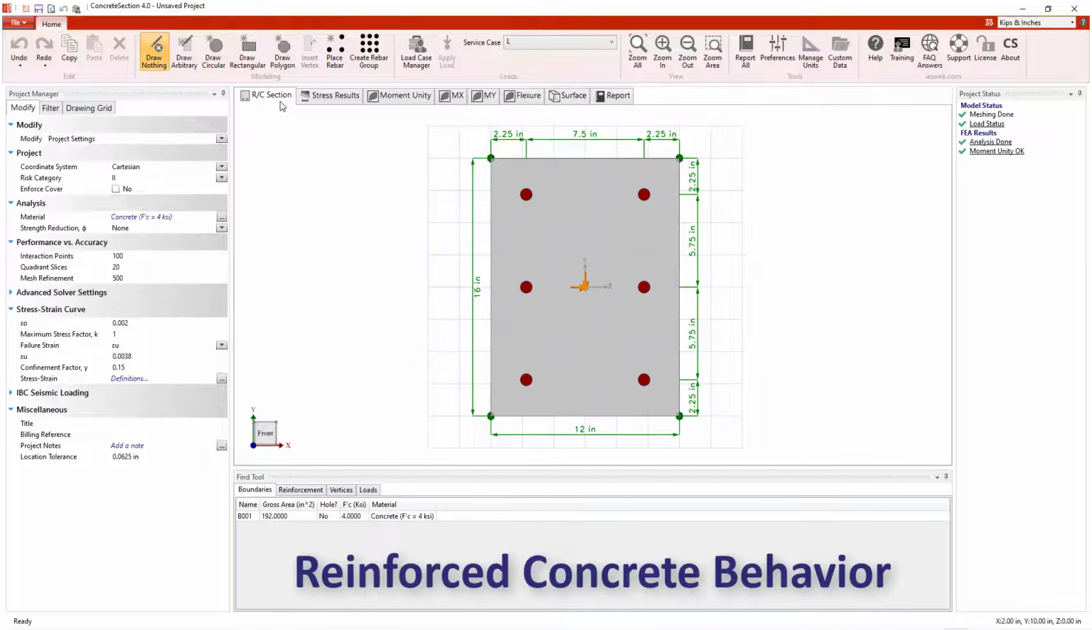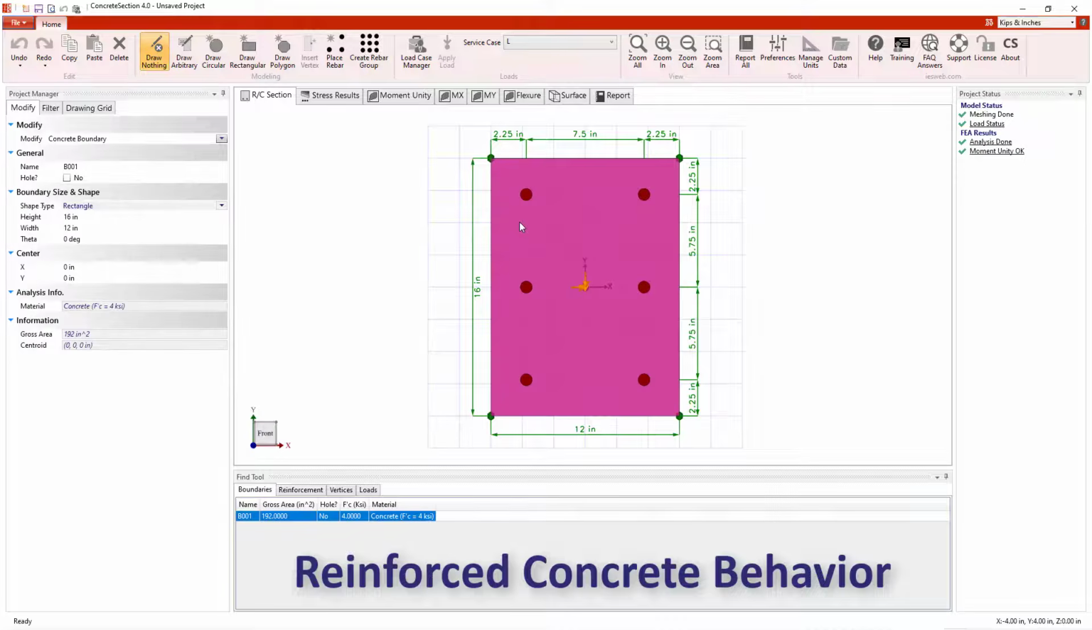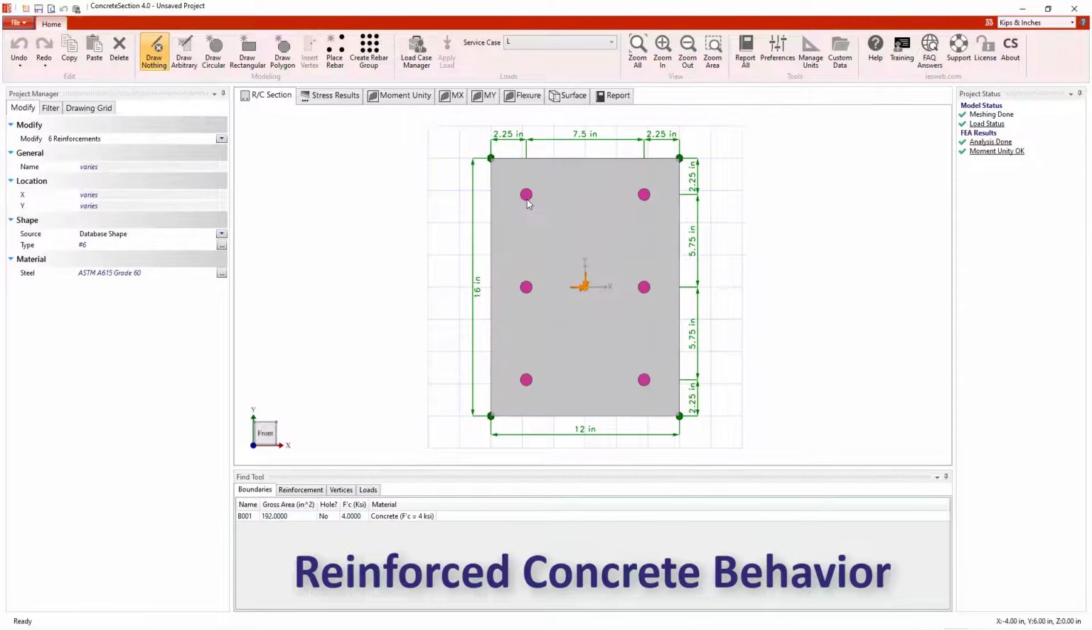Reinforced concrete behavior. Reinforced concrete combines two distinct materials, concrete and steel, with fundamentally different mechanical behaviors. Concrete is strong in compression but weak in tension, while steel provides reliable strength in both tension and compression. Capturing their combined response requires enforcing strain compatibility, applying accurate stress-strain constitutive models, and ensuring force equilibrium throughout the mesh of the cross-section.